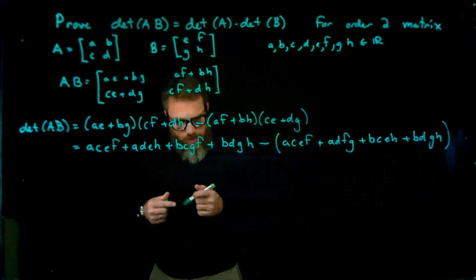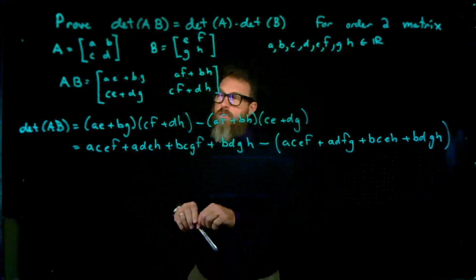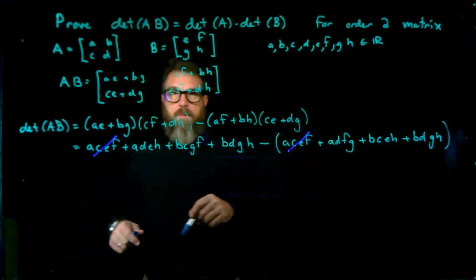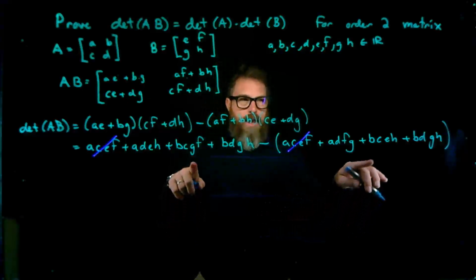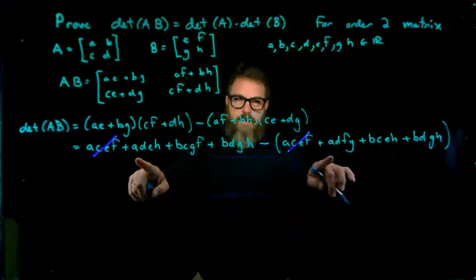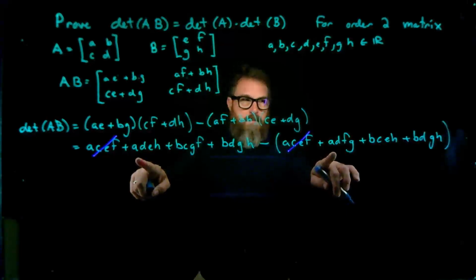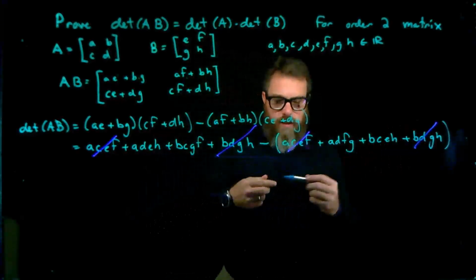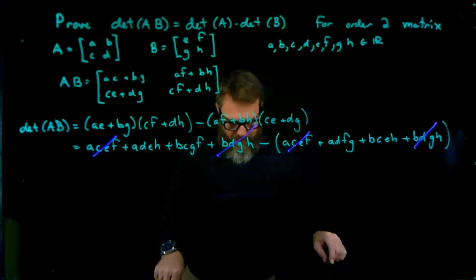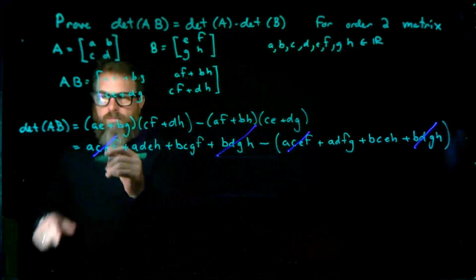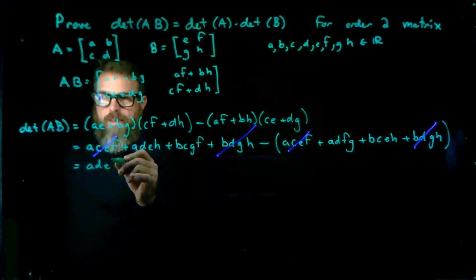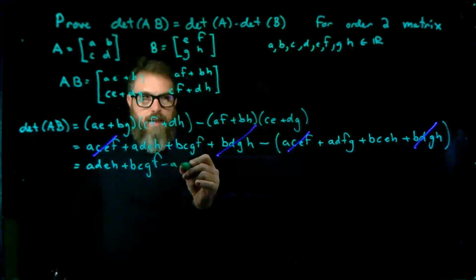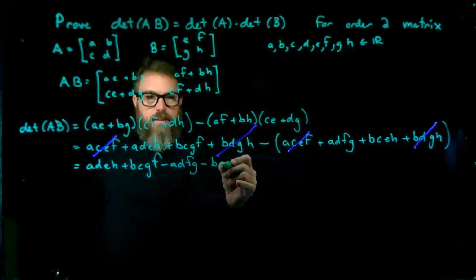And actually what we'll notice here is that some of this stuff cancels. I have ACEF and a minus ACEF, so those are going to go away. And similarly, I have this one, and then minus this one. So what we're going to get here is ADEH plus BCGF, and then minus ADFG minus BCEH.